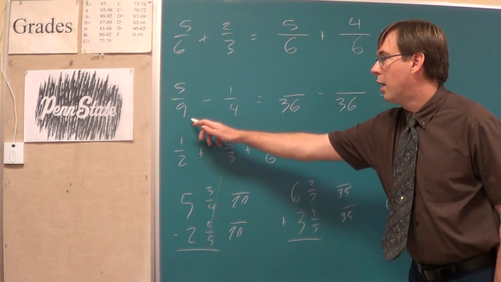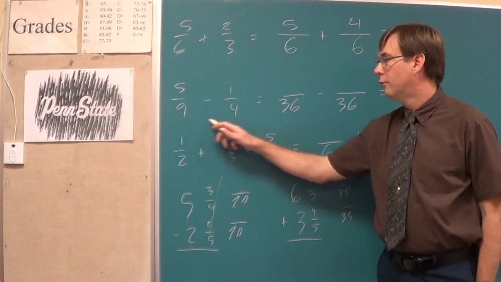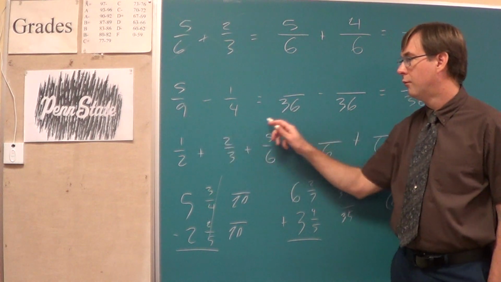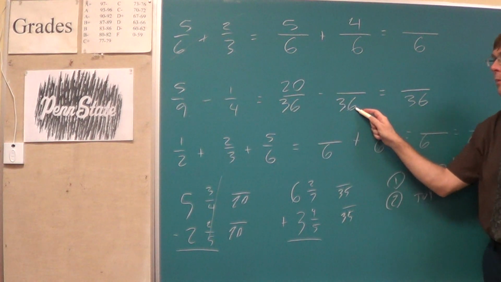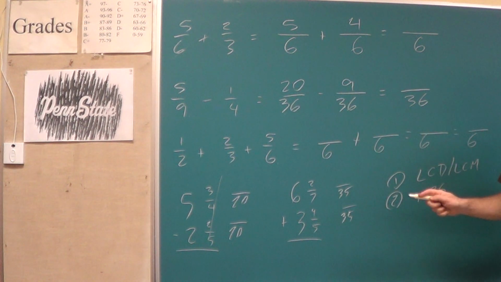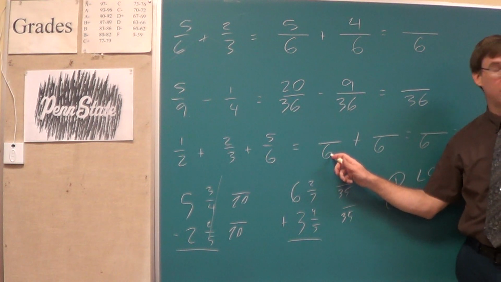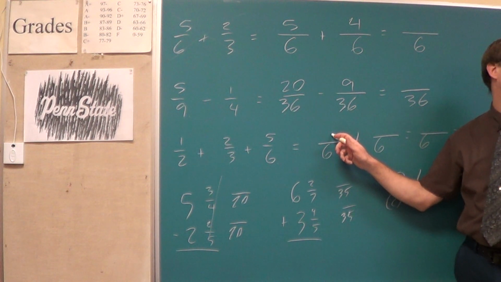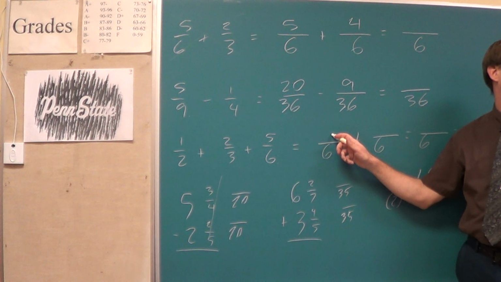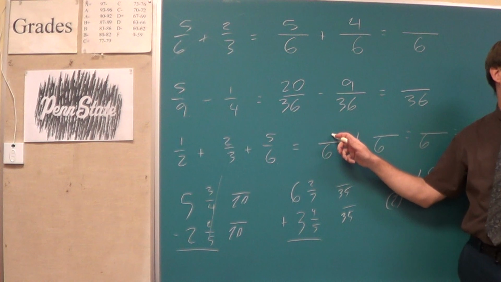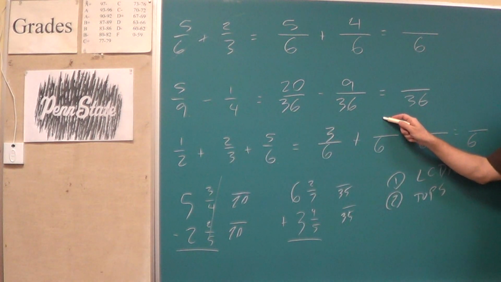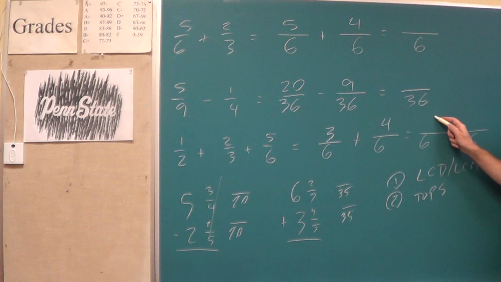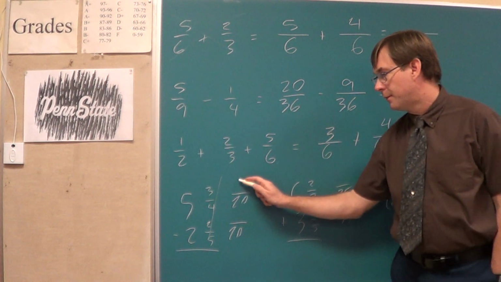What did you multiply the bottom by? 4. So multiply the top by 4 is 20. Okay, then forget all about that. Pick a new number. That's going to be a 9. What do you think for this first top? 3. Agreed. 4. 5. Agreed. How about that one?